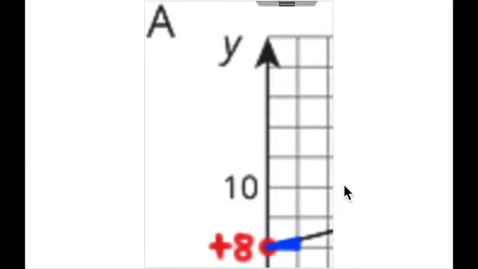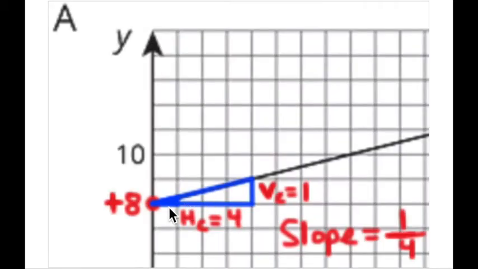So let's look at A first. It crosses the y-intercept at positive 8. And then if you look at the slope for, actually if you look at a horizontal change of just 1 unit, this is too hard to tell where this is for the vertical change. So what you want to do is follow the line and go to a point where the line crosses an intersection of the grid of the graph, which is right here.